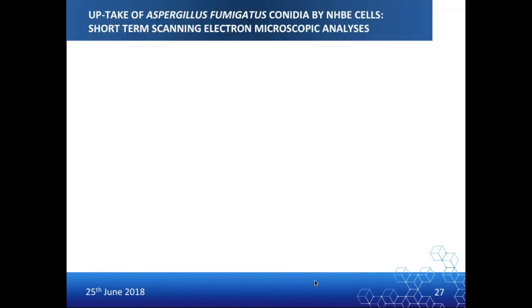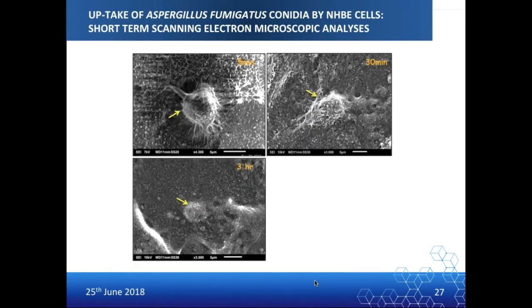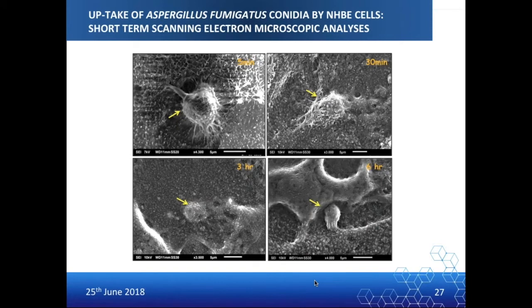So next, since we are interested in the uptake of Aspergillus fumigatus conidia by respiratory cells, we did short-term scanning electron microscopic analysis of fungal conidia with differentiating epithelial cells. And what we found was indeed that the conidia were taken up by the epithelia after 3 to 6 hours. But of course, the epithelia are not really the cells which are combating fungal infections.